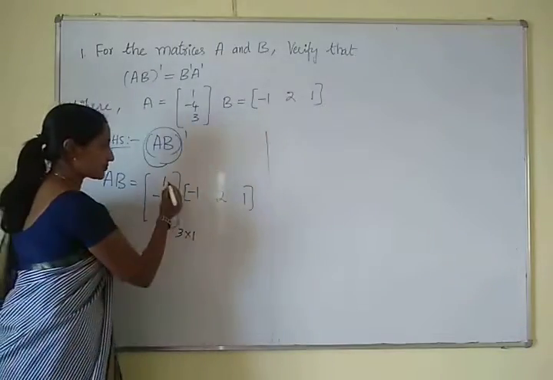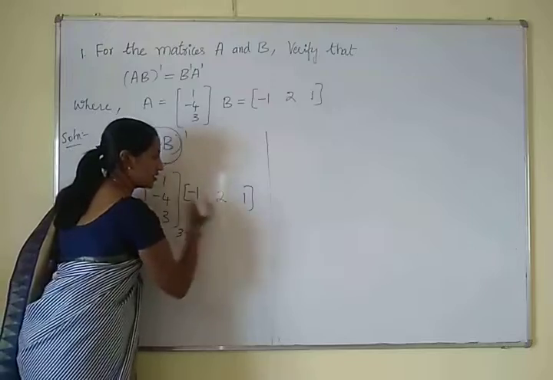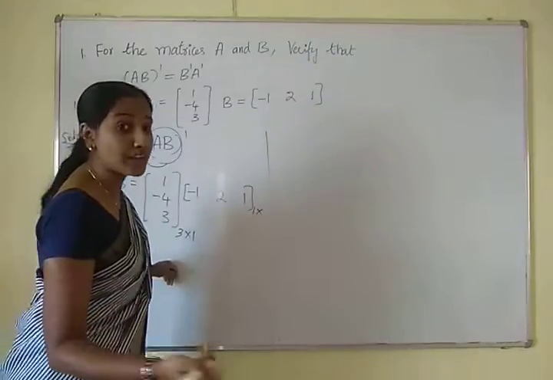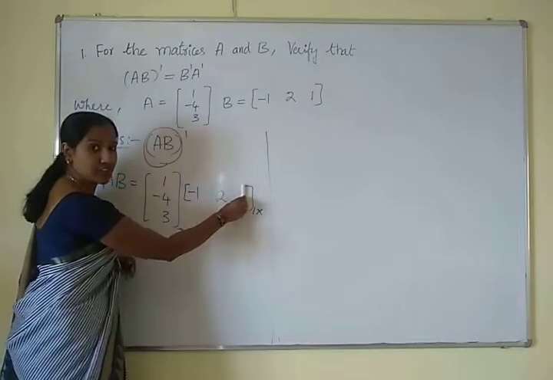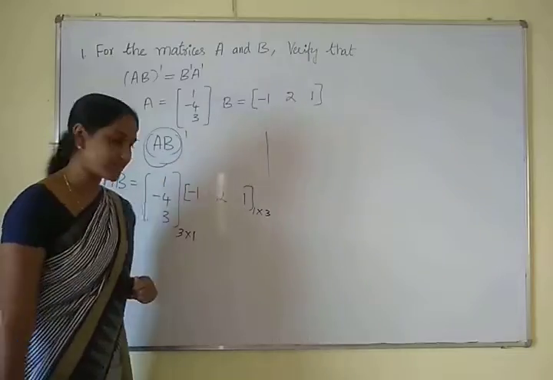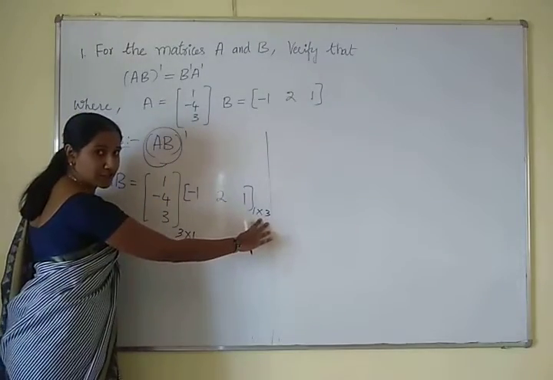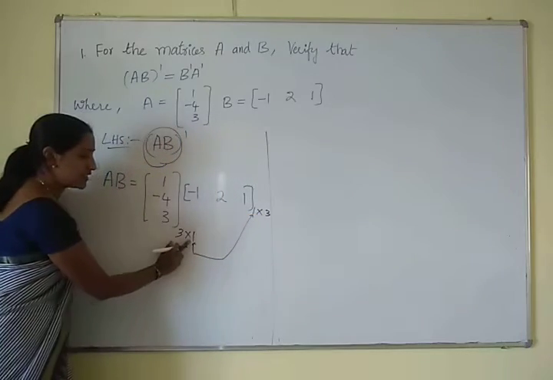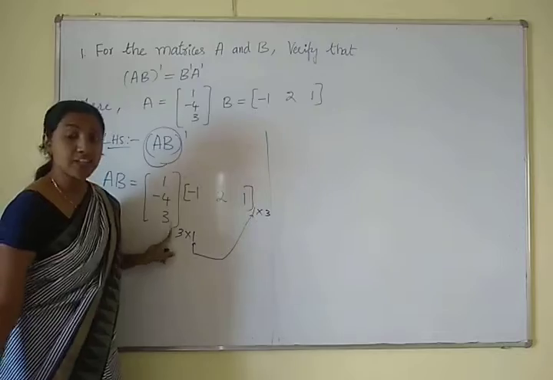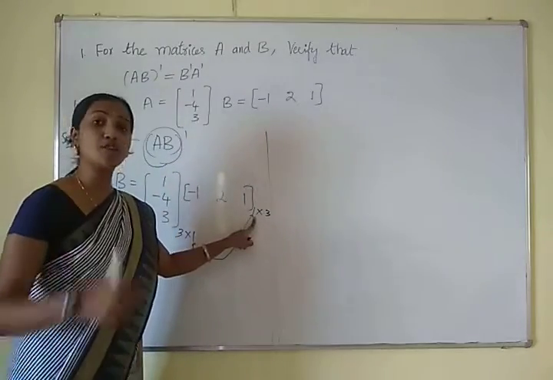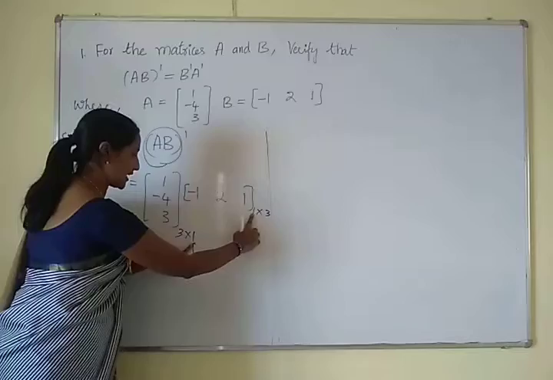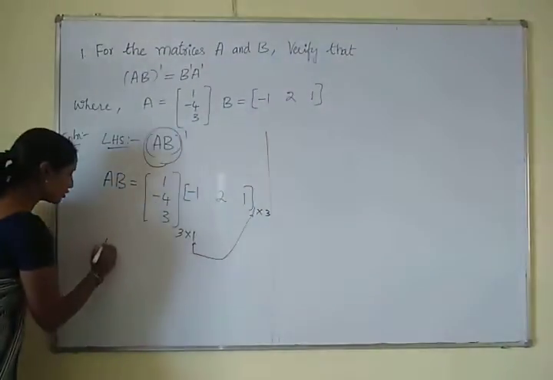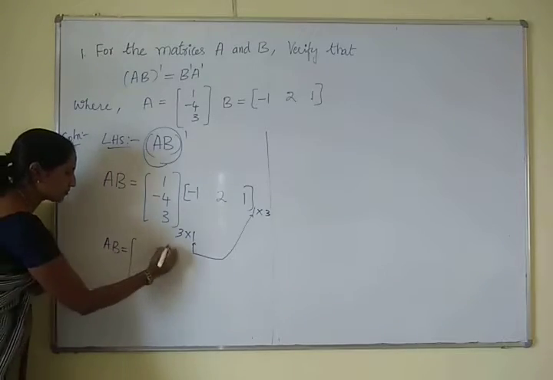And for this, let's go with the row. There is only one row, isn't it? So 1 cross, how many columns? 1, 2, 3. So we have 3 columns. So this is 3 cross 1 and this is 1 cross 3. So the condition is, this should be equal to this, isn't it? That is, the number of columns of the first matrix should be equal to the number of rows of the second matrix. If these two are equal, then we are free to multiply the matrices. Clear? Okay.